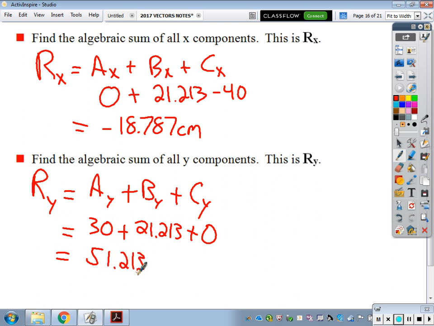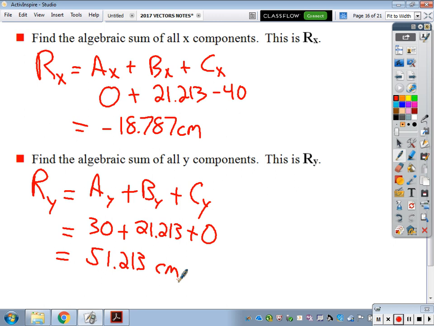51.213 centimeters. For what we had seen visually, should this be something that takes us in an upward direction when we add everything together? Absolutely. There's nothing in this problem that took us in a downward direction, so we should expect that to be some positive value. Okay? So that is the next set of steps. Find Rx and find Ry by summing up the components that we have.